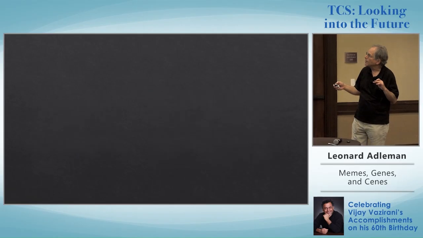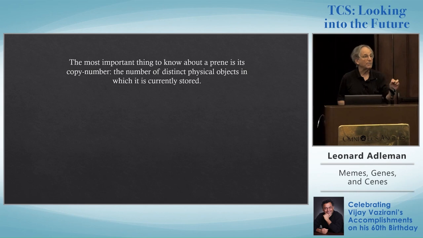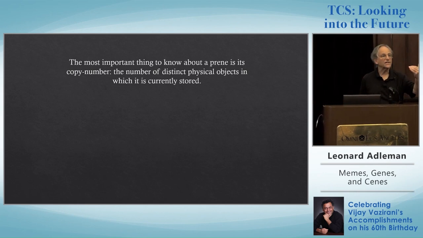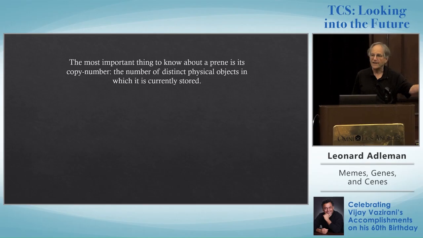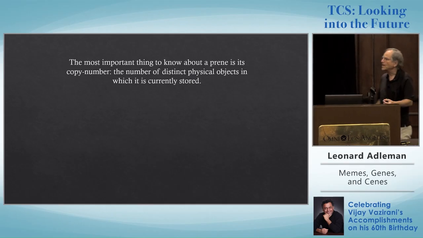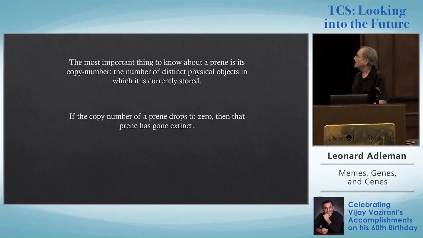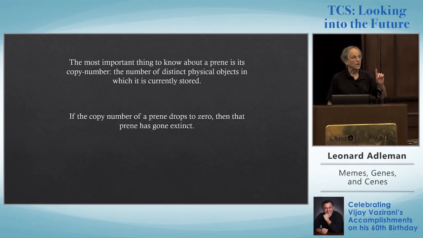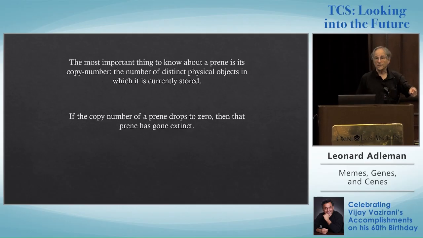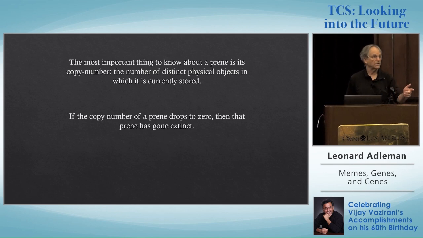So the most important thing to know about a preen is its current copy number. Right? So, for example, there's lots of copies of Hamlet's soliloquy. Millions of books, probably, millions of computers have it, and, I don't know, tens of thousands, maybe more brains have it stored, right? So it has a very high copy number. Okay. If the copy number of a preen drops to 0, that preen has gone extinct. And it's the fate of all preens to go extinct.